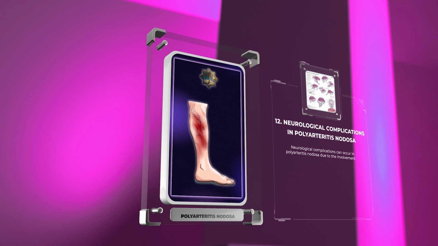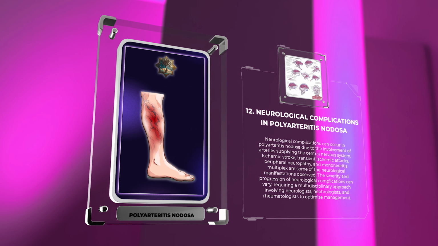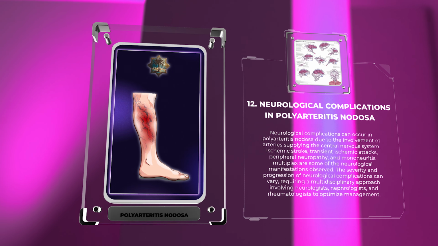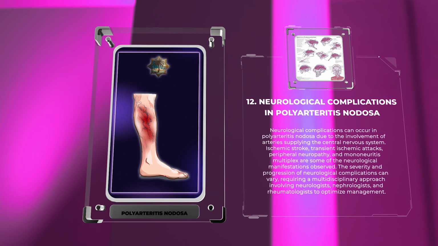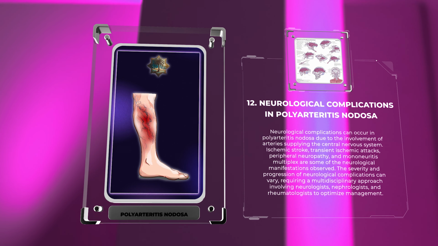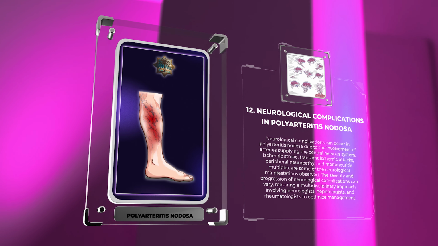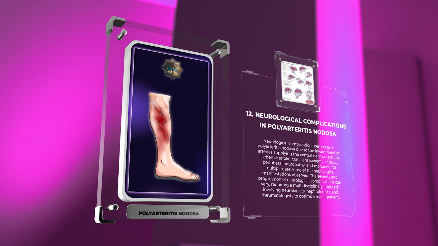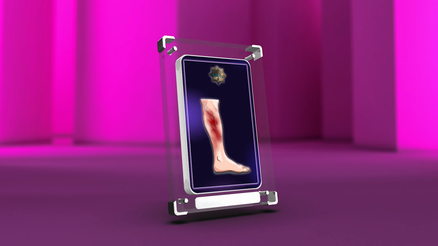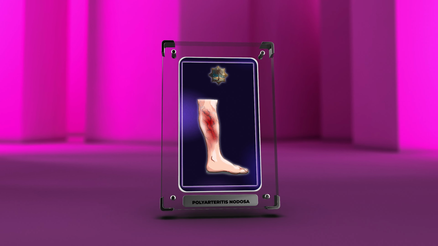Neurological complications can occur in polyarteritis nodosa due to the involvement of arteries supplying the central nervous system. Ischemic stroke, transient ischemic attacks, peripheral neuropathy, and mononeuritis multiplex are some of the neurological manifestations observed. The severity and progression of neurological complications can vary, requiring a multidisciplinary approach involving neurologists, nephrologists, and rheumatologists to optimize management.